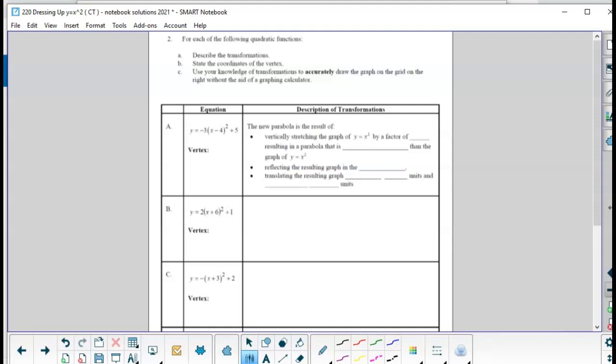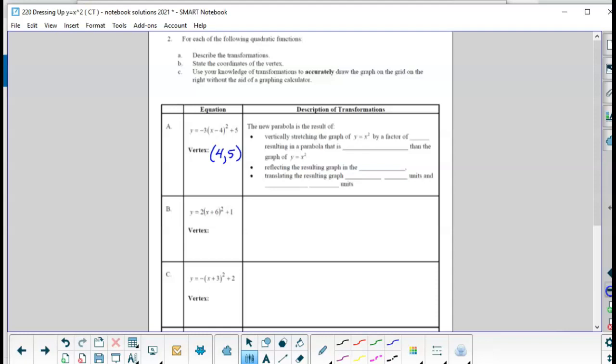So for each of the following quadratics, describe the transformations, state the coordinates of the vertex, and then accurately graph them. First one's been done for you, or almost been done for you. New parabola, so here, fill in the vertex. That's going to be +4, 5.